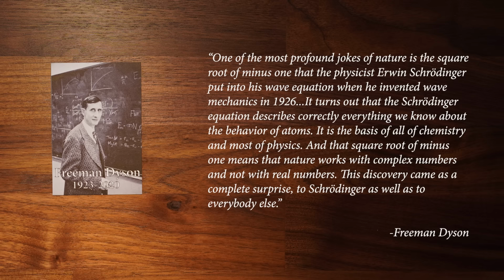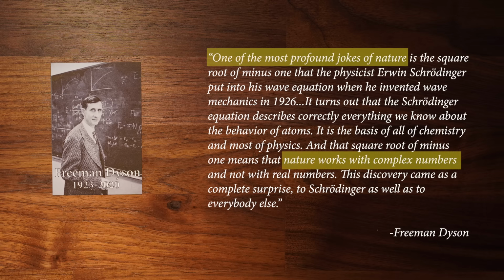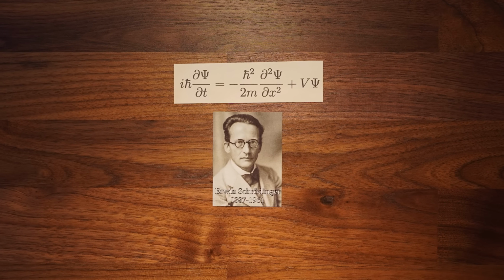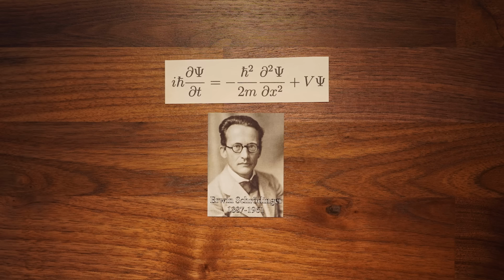The physicist Freeman Dyson writes that imaginary numbers showing up in wave mechanics is one of the most profound jokes of nature, and that the square root of -1 in Schrödinger's equation means that nature works with complex numbers and not real numbers. There's some debate to be had about just how essential complex numbers are here. Schrödinger himself seems to have never fully accepted a truly complex valued wave function, although he would go on to use it in his work and communications.